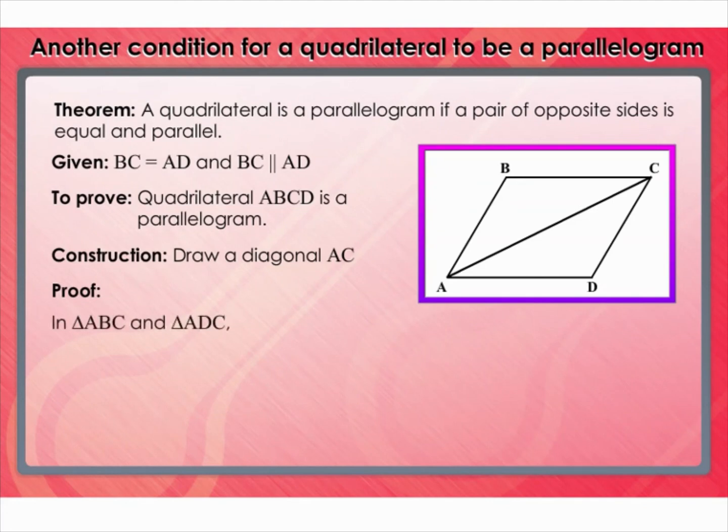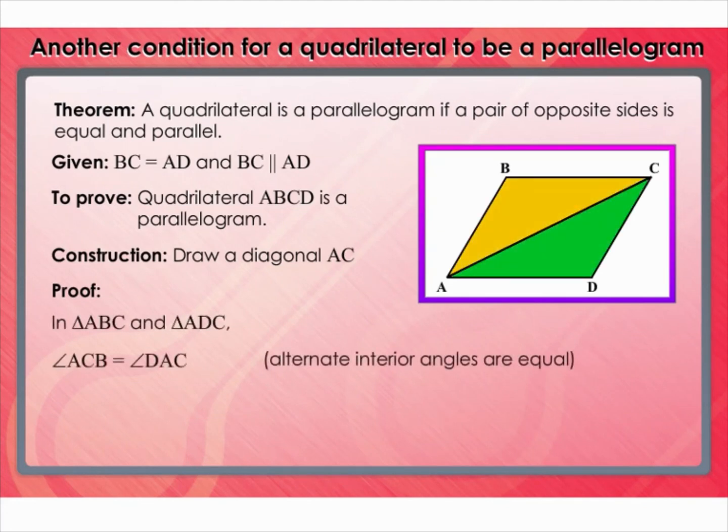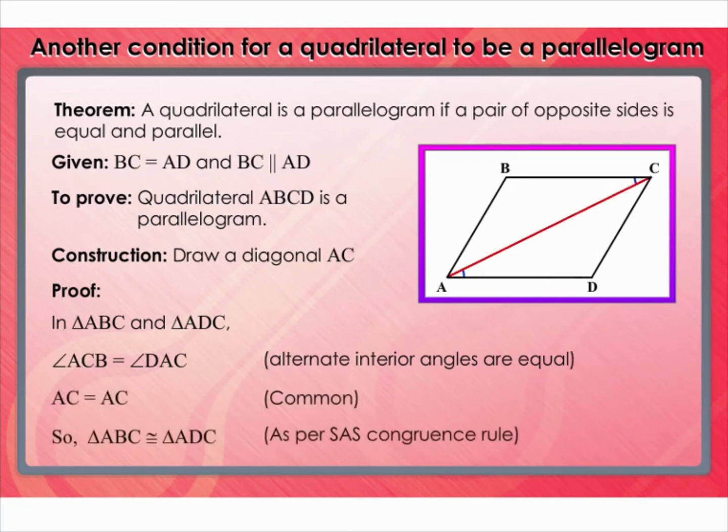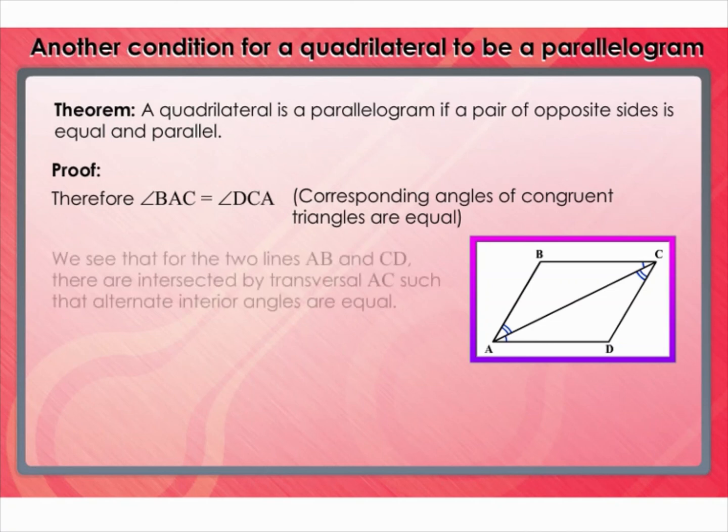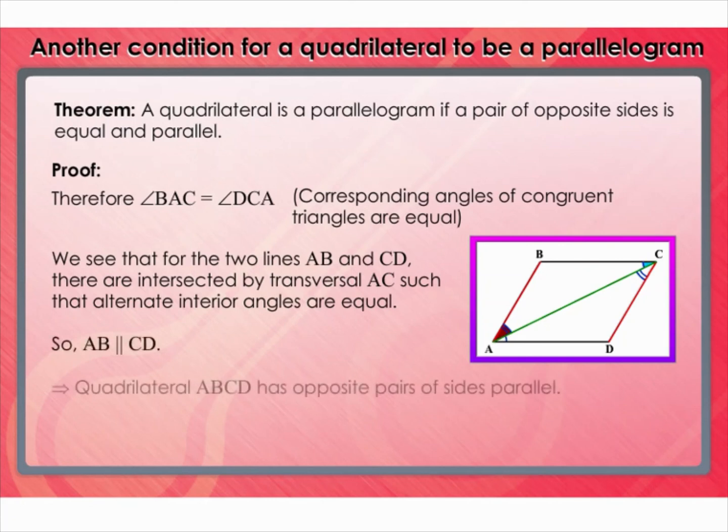In triangle ABC and triangle ADC, angle ACB is equal to angle DAC, since alternate interior angles are equal. AC is a common side. By SAS congruence rule, triangle BAC is congruent to triangle ADC. Therefore, angle BAC is equal to angle DCA, since corresponding angles of congruent triangles are equal. We see that for 2 lines AB and CD, they are intersected by transversal AC such that alternate interior angles are equal. So AB is parallel to CD. This implies quadrilateral ABCD has opposite pairs of sides parallel. Hence, it's a parallelogram.